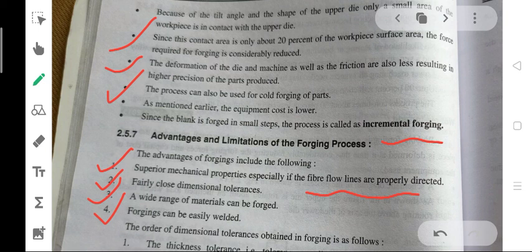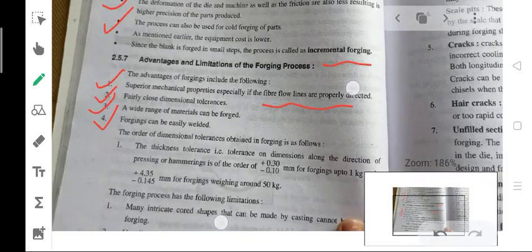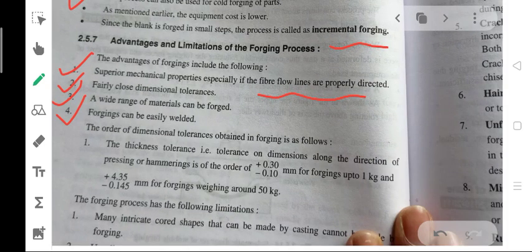Now let's talk about the advantages and basic limitations here. First, the dimensional tolerance, that is, the thickness tolerance: the tolerance on dimension along the direction of pressing or hammering is in the order of plus 0.30 to minus 0.10 for forgings up to 1 kg, and plus 0.435 to minus 0.145 for forgings weighing around 50 kg.